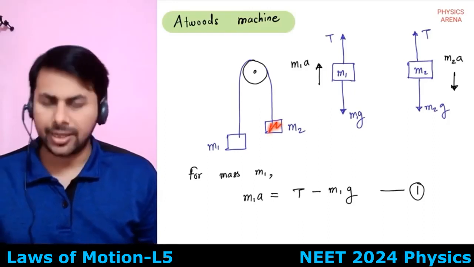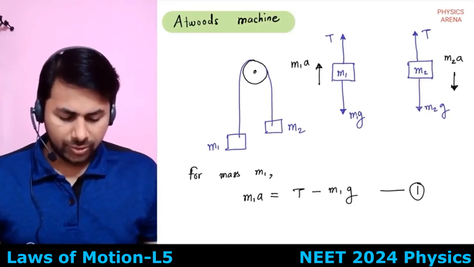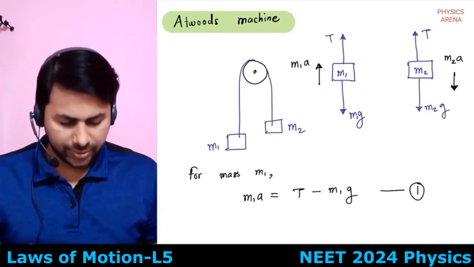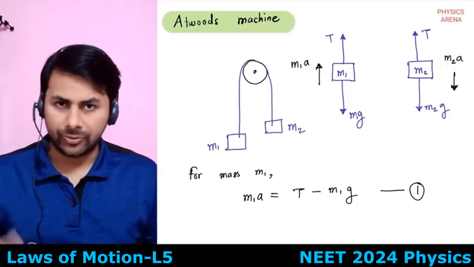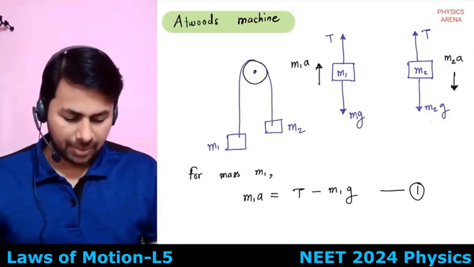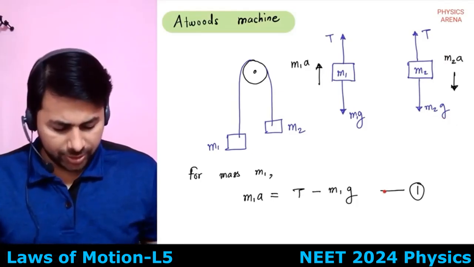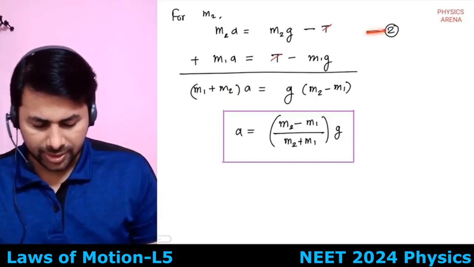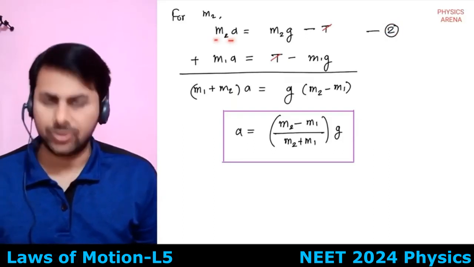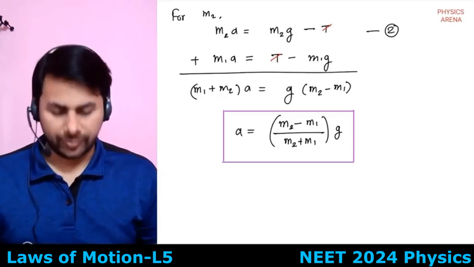Similarly, this mass M2 will get accelerated downwards. How do we find the net force on it? The net force will be downwards, so it is the downward force minus the upward force: M2 into g minus T. Suppose the first equation is this, and the second equation is M2 into a equals M2 g minus T.